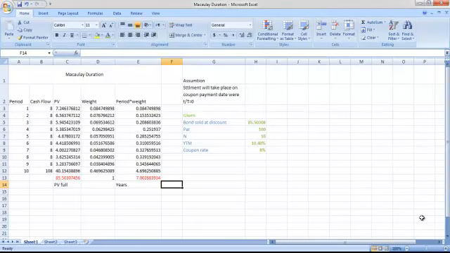Hello everybody. Today I'll be explaining Macaulay duration for fixed rate bonds.